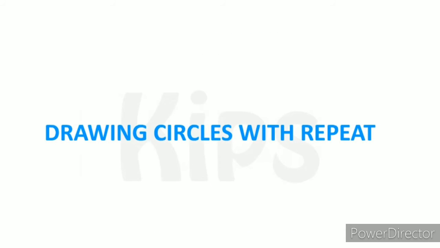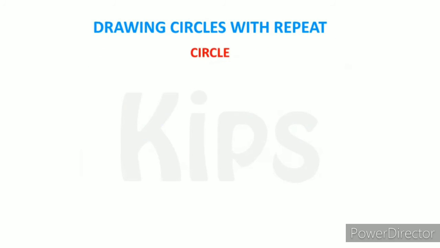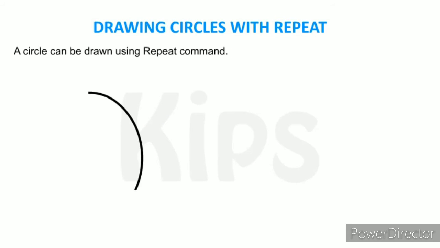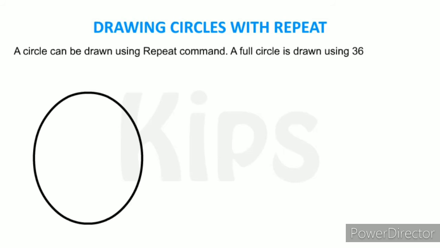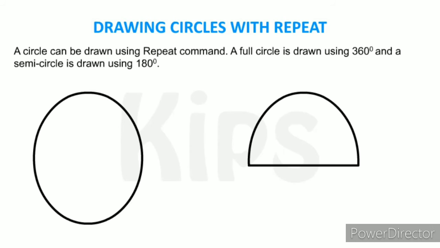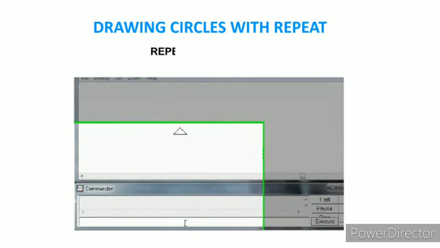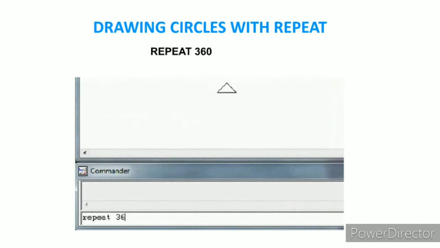Okay, students, now we shall learn how to draw circles with repeat. A circle can be drawn using the repeat command. A full circle is drawn using 360 degrees and a semicircle is drawn using 180 degrees. The command is repeat 360, bracket in, FD1 RT1, bracket close.